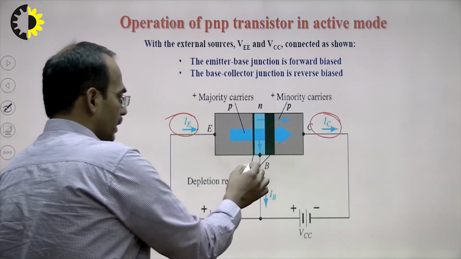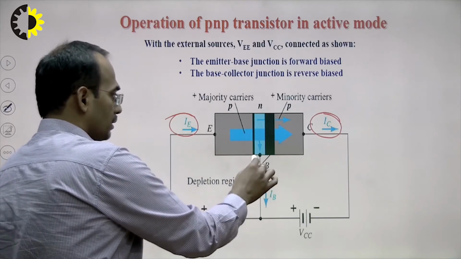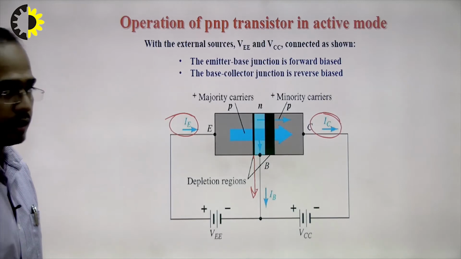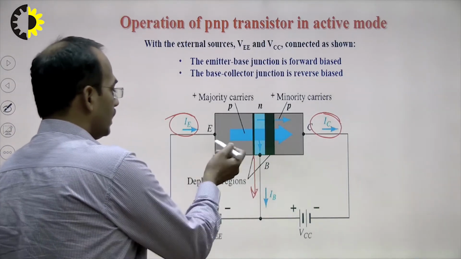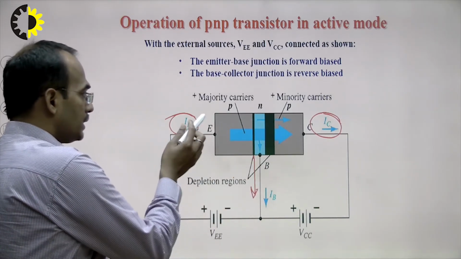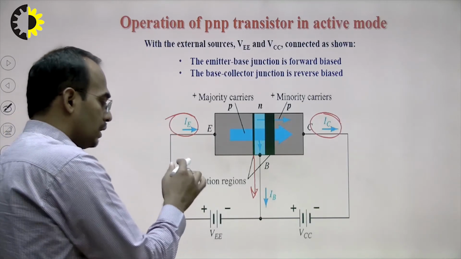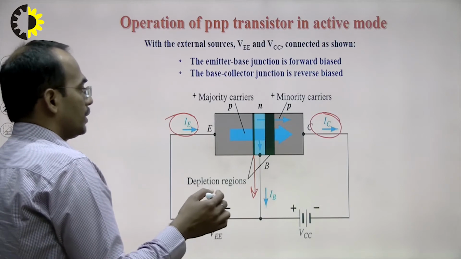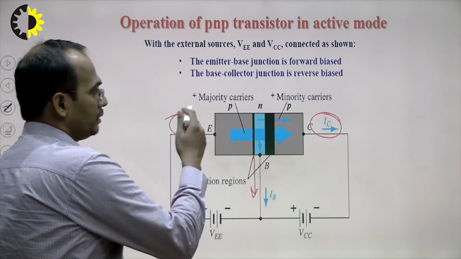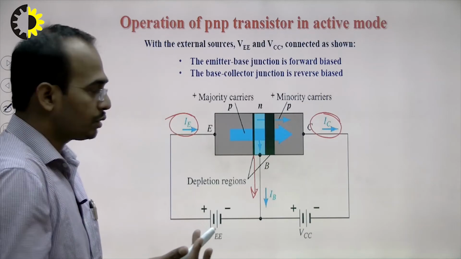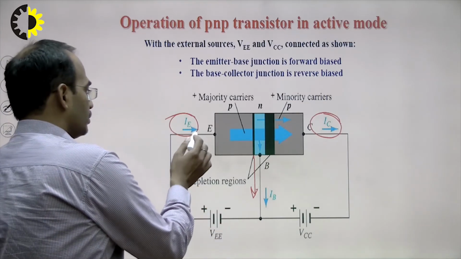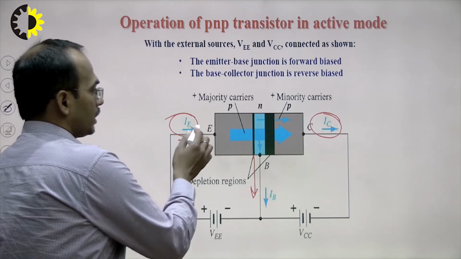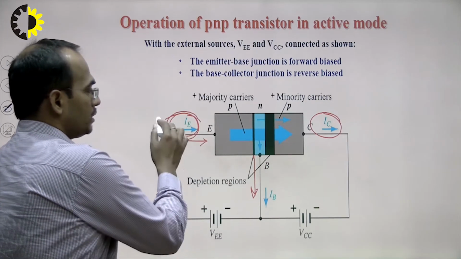This negative terminal will attract the holes. So, the direction of the base current will be in this direction, because the current constituted in this PNP transistor is because of the holes. So, the current constituted by the holes is moving in this direction.